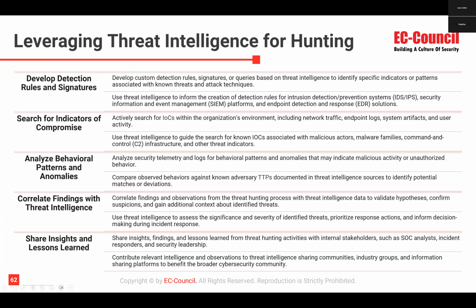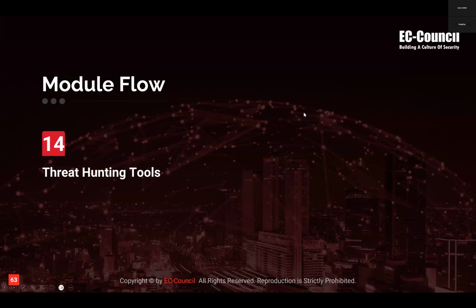Search for indicators of compromise. This would be using our threat intelligence as a guide to search for known IOCs associated with malware and command and control infrastructure, things like that. Analyze behavioral patterns and anomalies, correlate those findings with threat intelligence, and then share insights on your lessons learned.